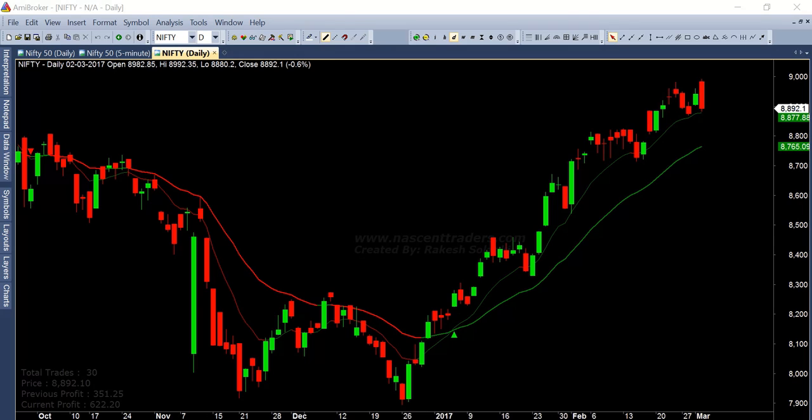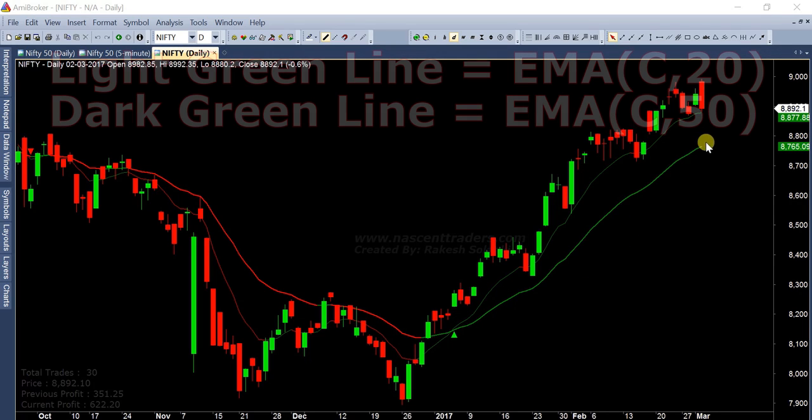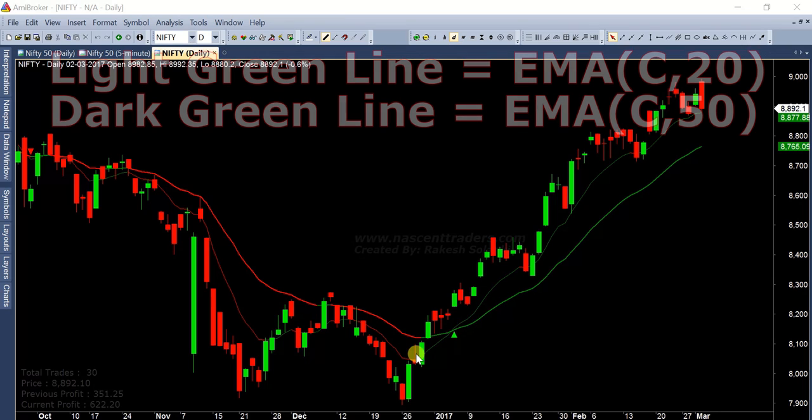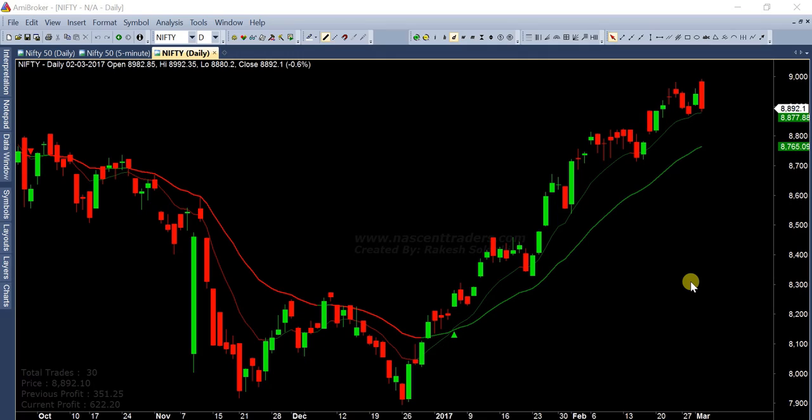In this chart you can see two lines on the price chart. The first line is a light green line. This light green line is a 20 day moving average line, and this dark green line is a 50 day moving average line. As we have discussed in the last video, a 20 day moving average is a moving average for short term and 50 is a moving average for medium term. So as this is a daily chart, this crossover will give us a result of a long term trend.